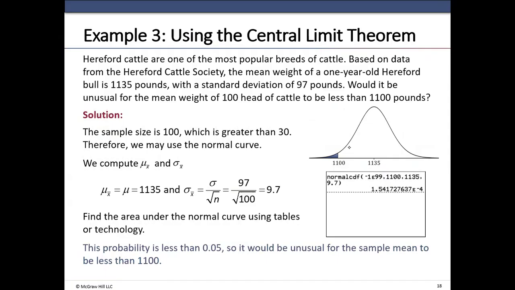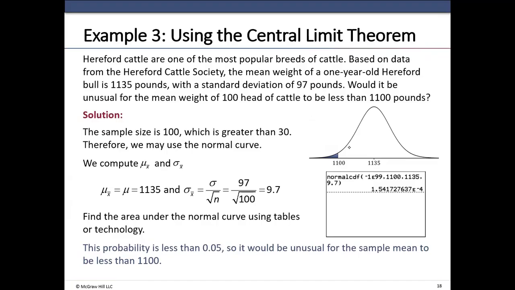So this is on cattle whose mean is 1135 pounds, standard deviation is 97 pounds. This is the cattle weight. Now we are dealing with probability distribution of the sample mean weight of 100. So my sample size is 100, which is greater than 30. Okay. So the standard deviation of the sampling distribution will be 97 divided by square root of 100, which is 10, which is 9.7. So we want to find out the area to the left of 1100.